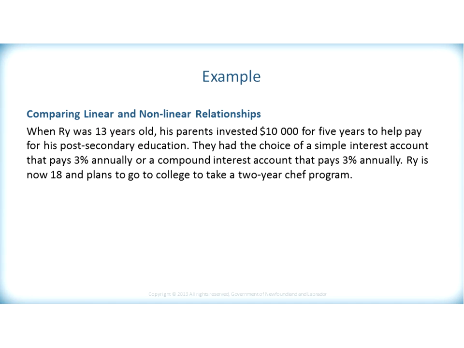When Rye was 13 years old, his parents invested $10,000 for 5 years to help pay for his post-secondary education. They had the choice of a simple interest account that pays 3% annually, or a compound interest account that also pays 3% annually. Rye is now 18 and plans to go to college to take a 2-year chef program.